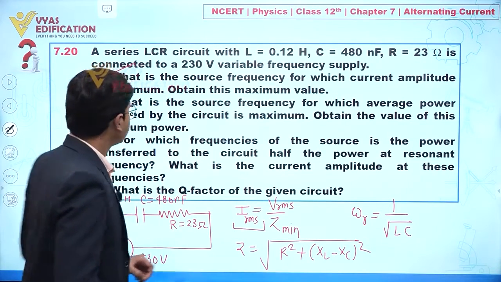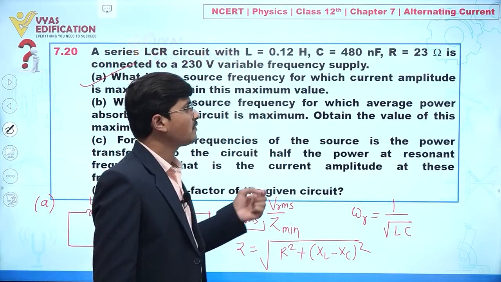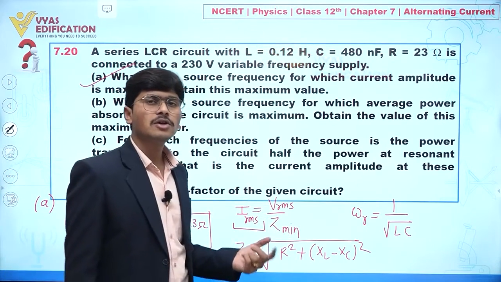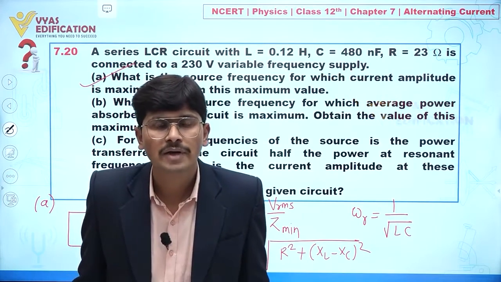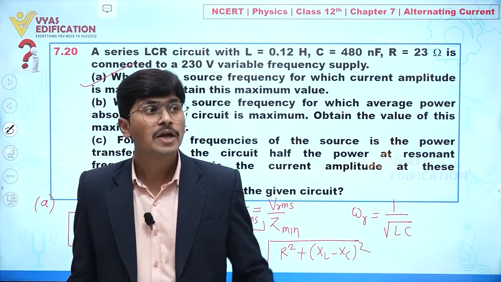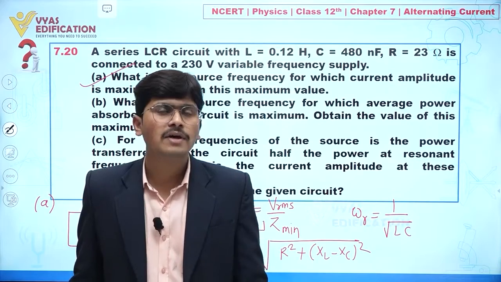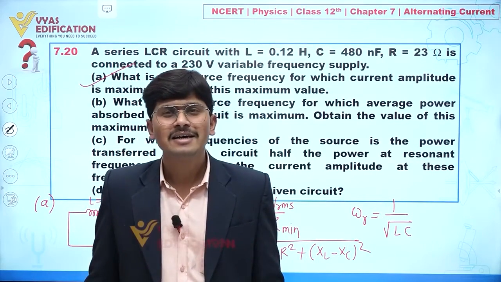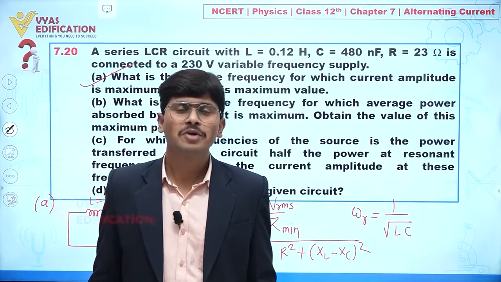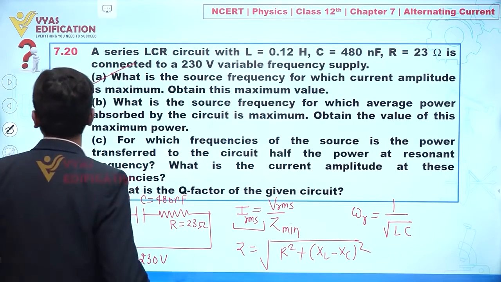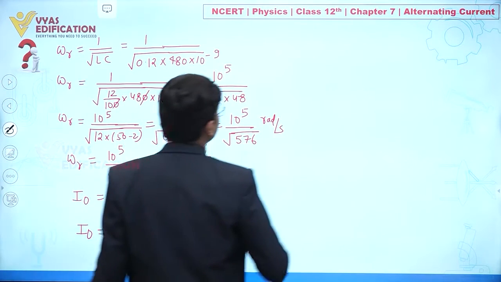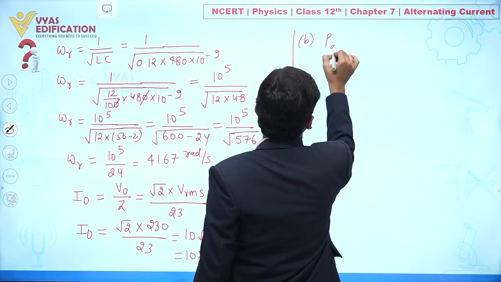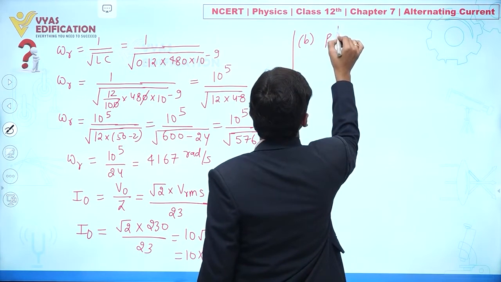Now the second part asks: what is the source frequency for which the average power absorbed by the circuit is maximum? Average power will be maximum when the current flowing in the circuit is maximum. Current will be maximum only when we have a resonance condition, which means omega r is equal to 1 upon under root of LC. So in part number B, we have the maximum power.